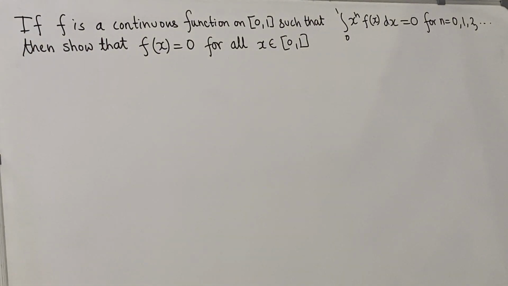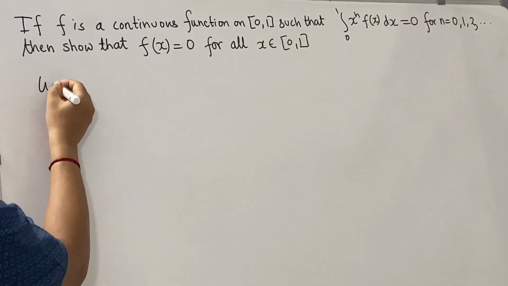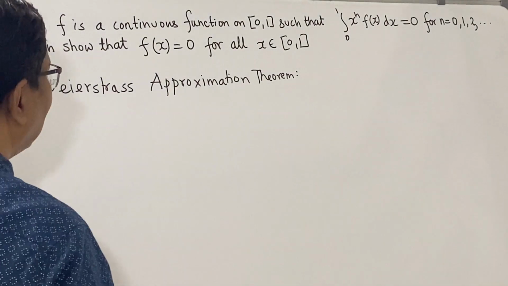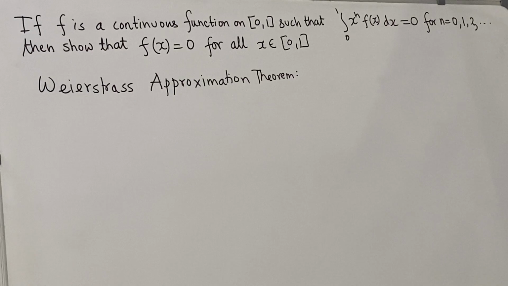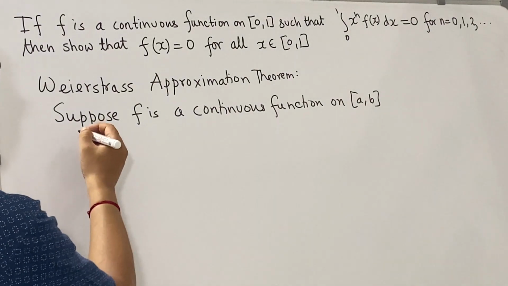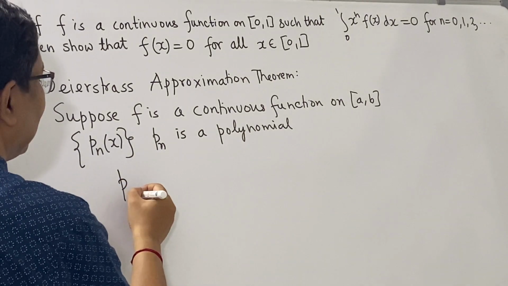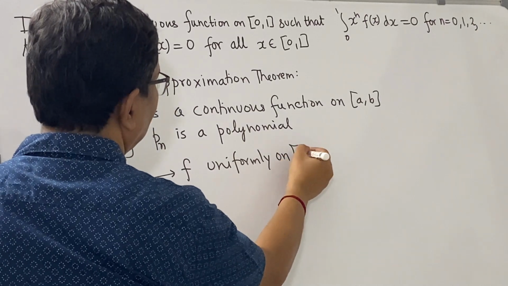Now, to prove this result, we will invoke the very well-known Weierstrass approximation theorem. What does this result say? This result tells us that given any continuous function on a closed interval [a, b], in this case a equal to 0 and b equal to 1, there exists a sequence of polynomials P_n(x) such that P_n(x) converge to f uniformly on the closed interval [a, b].